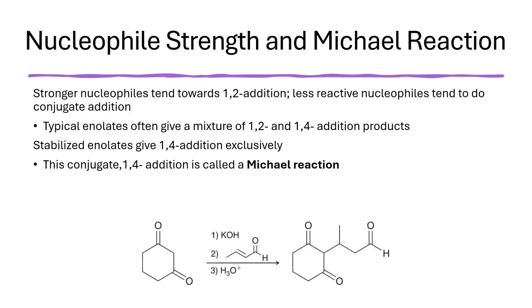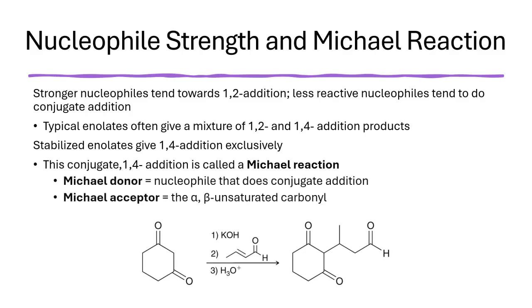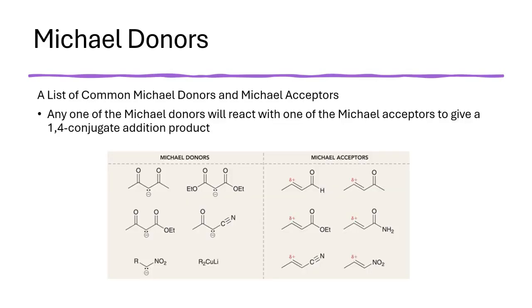A Michael donor is a nucleophile that does the conjugate addition. The Michael acceptor is the alpha-beta unsaturated carbonyl. Michael donors. Here is a list of common Michael donors and Michael acceptors. Any one of the Michael donors will react with any one of the Michael acceptors to give exclusively the 1,4 conjugate addition product.